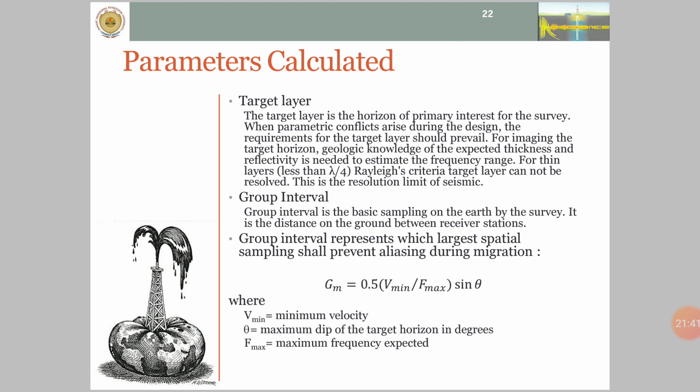The group interval is the basic sampling on the earth by the survey. It is the distance on the ground between receiver stations. Group interval represents the largest spatial sampling that shall prevent aliasing during migration. GI is given as 0.5 Vmin by Fmax sin theta. Vmin is the minimum velocity in the beds, theta is the maximum dip of the target horizon in degrees, and Fmax is the maximum frequency expected.